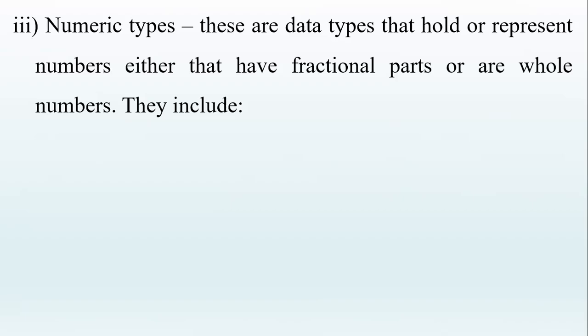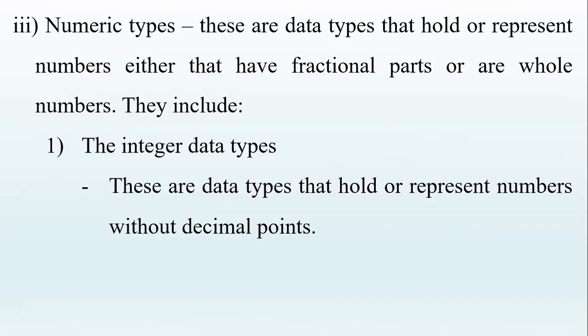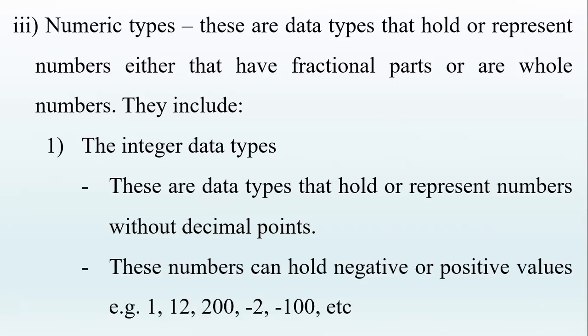The third type is the numeric types. These are data types that hold or represent numbers either that have fractional parts or are whole numbers. They include the integer data types, which are the data types that hold or represent numbers that have no decimal points. These numbers can hold negative or positive values. For example, 1, 12, 200, -2, -100, amongst the others.